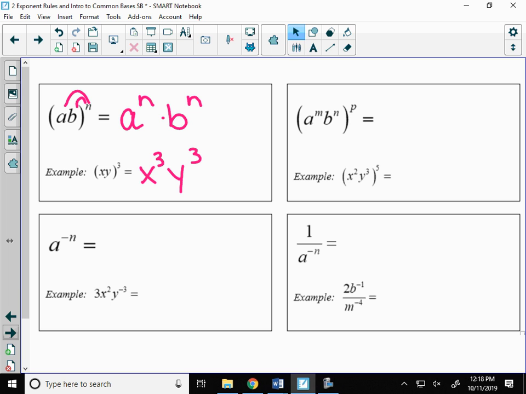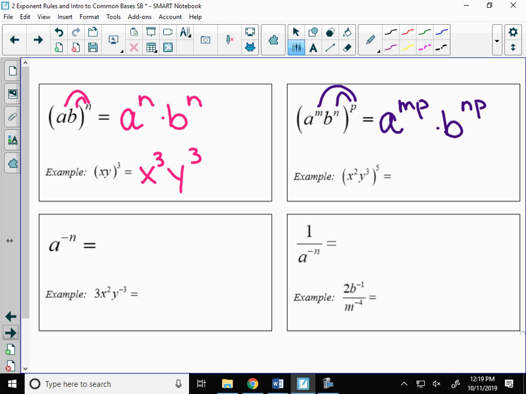All right, now, same idea here, but now a and b already have exponents. So what happens when I distribute that p to the a and the b? Yeah, multiply the m and n by the p. So I have an a to the mp power times b to the np power. It's hard to say n's, m's, and p's and b's. All right, what do I have here when I distribute the 5? I have x to the 10th and y to the 15th.